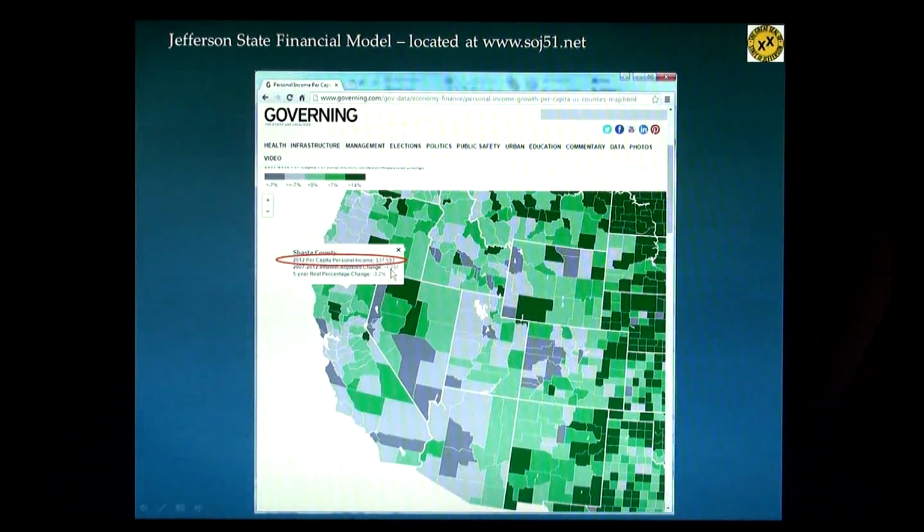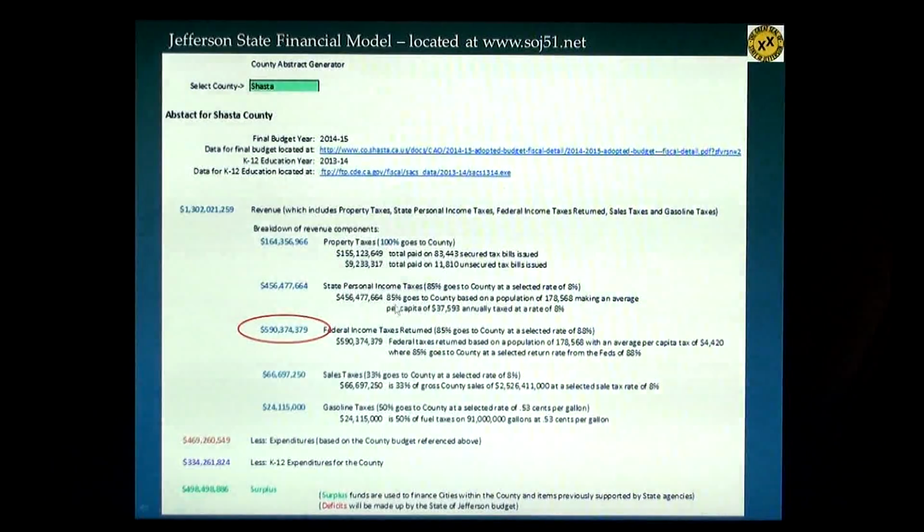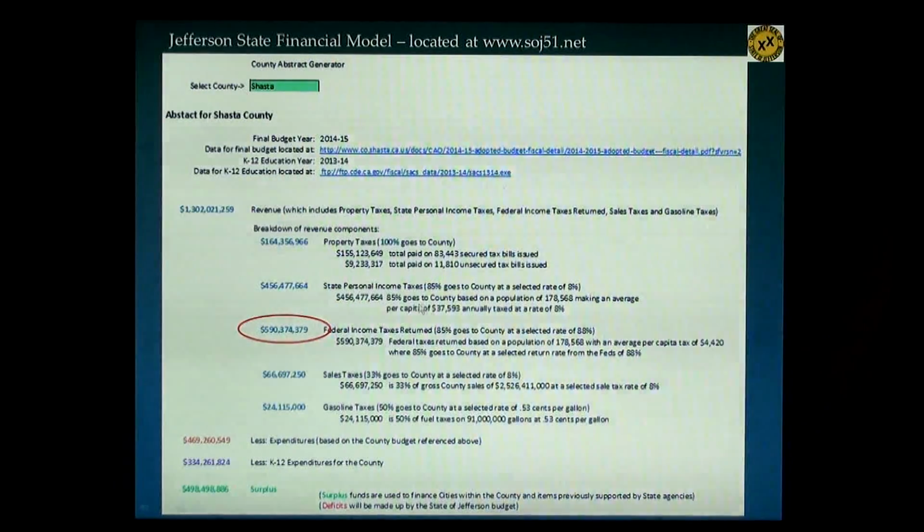And then we show you where we also get, from the governing site, the population, which is 178,586. Those two multiplied together, and then taking 85% of that number, that's what goes into the coffers of the county of Shasta. The residual 15% actually goes into the Jefferson state budget.